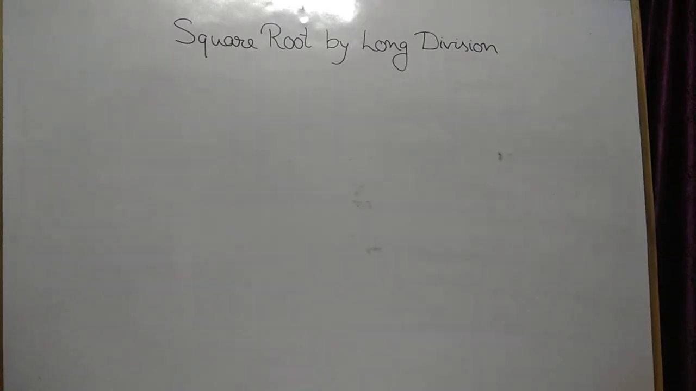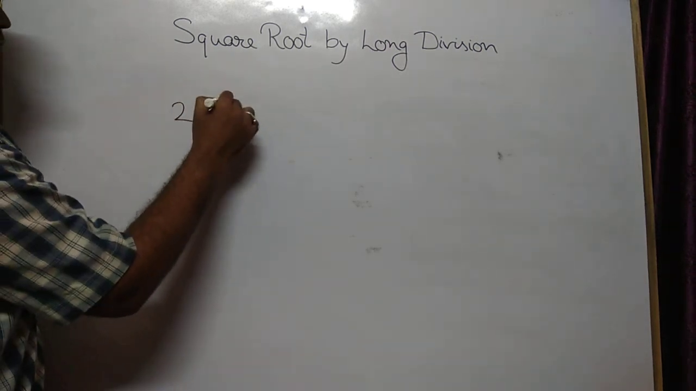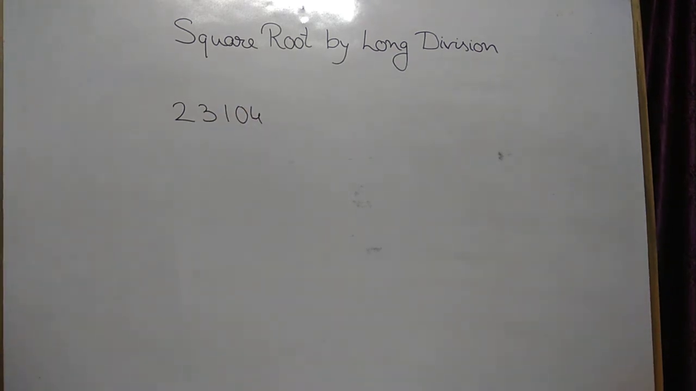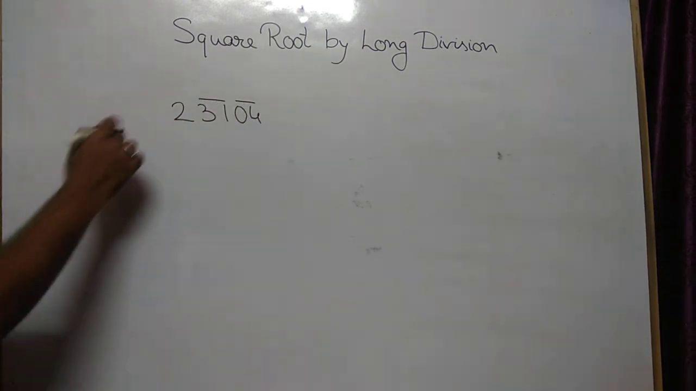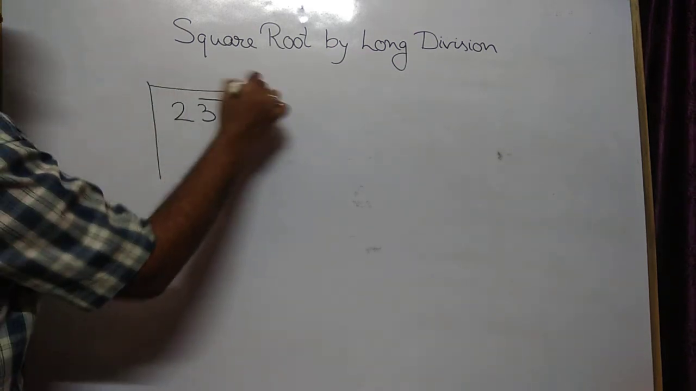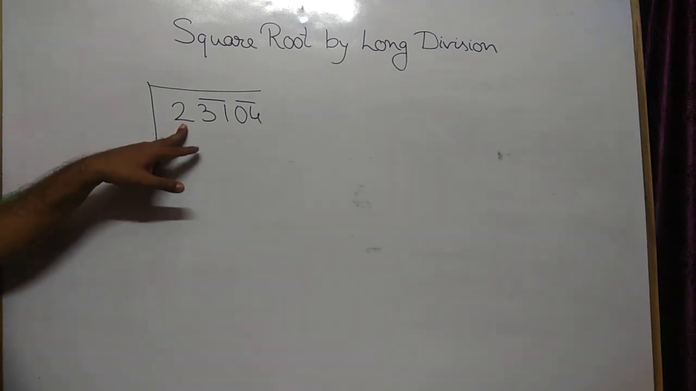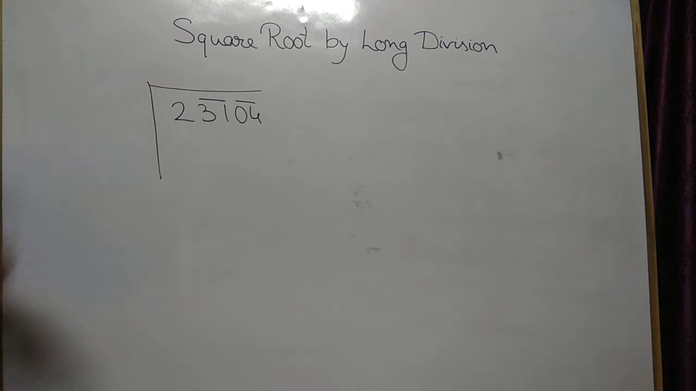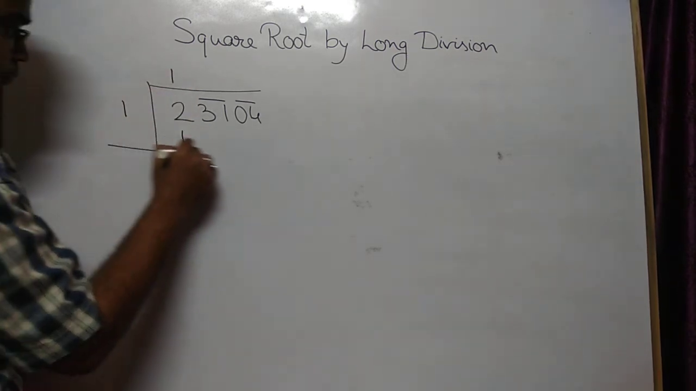Today's last solution I am giving you is of 5 digits, 23104. You have to make the pairs from the right hand side. This one is alone, so there is no need to make a pair. Now we try to divide from this. We find a square number which is less than or equal to 2. That is 1. How do we get 1? 1 1 is 1.